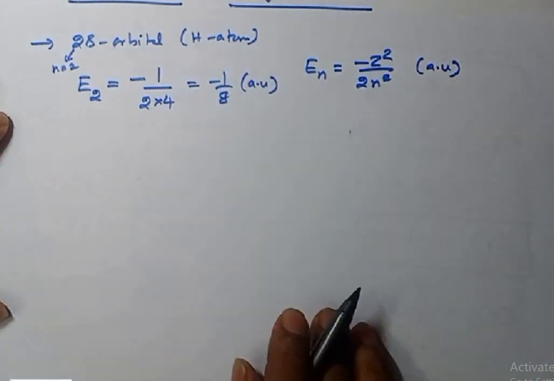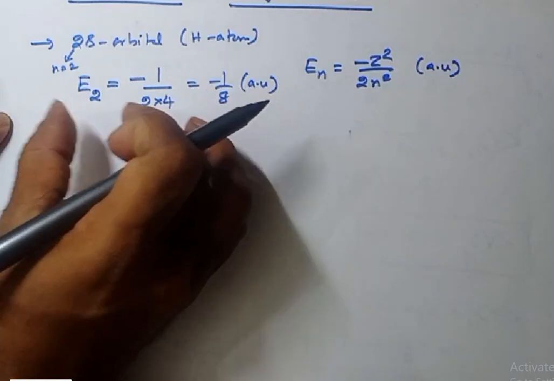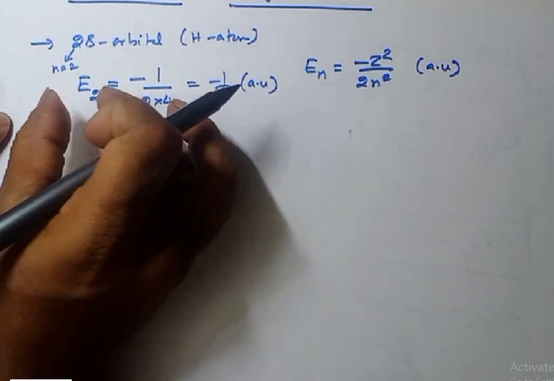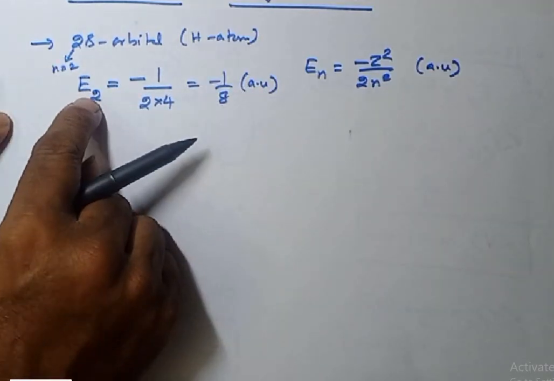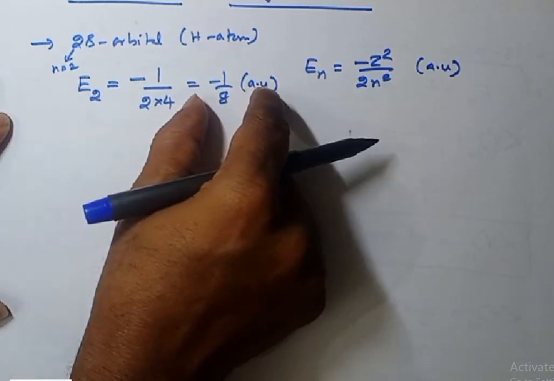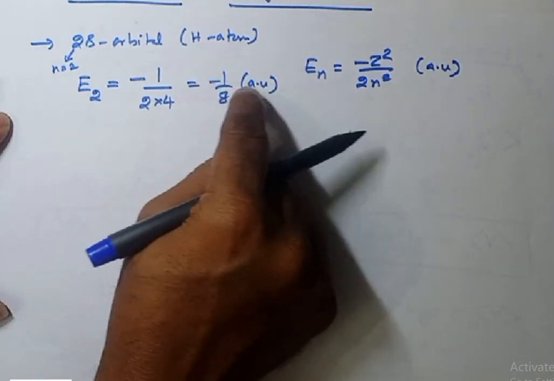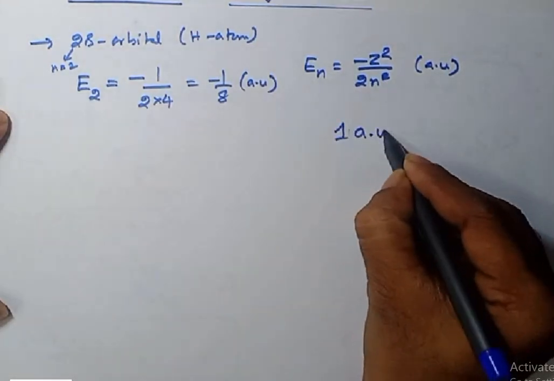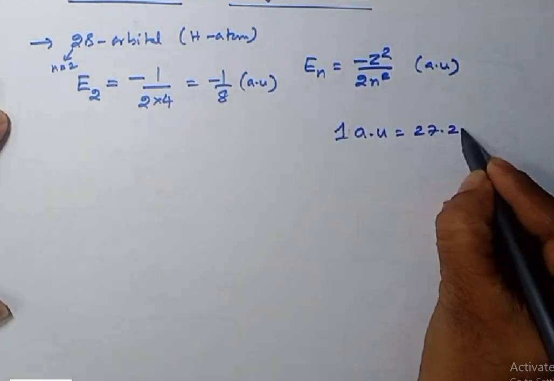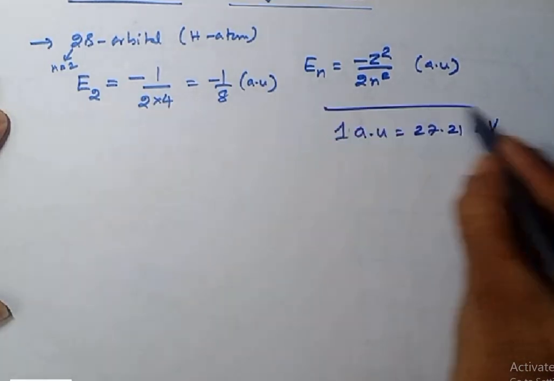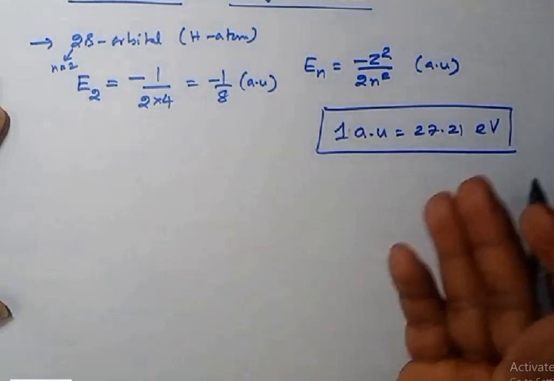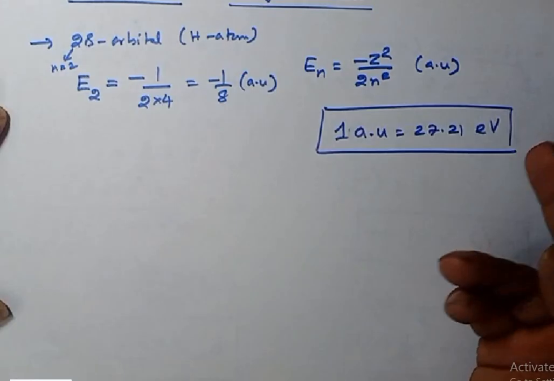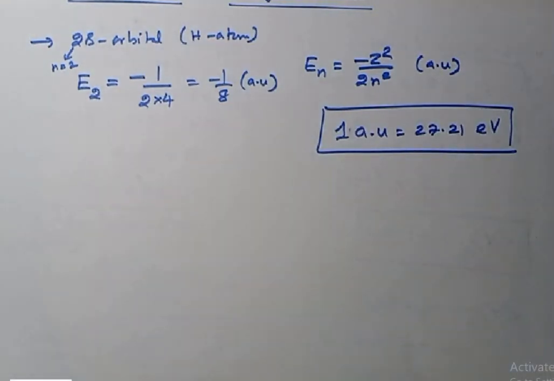This is the total energy of the electron in the n equal to 2 level, and the energy is given in atomic units. And you know very well, 1 atomic unit equal to 27.21 electron volt. Remember this. If you want to convert atomic units into electron volts, you can use this relation: 1 atomic unit equal to 27.21 electron volt.